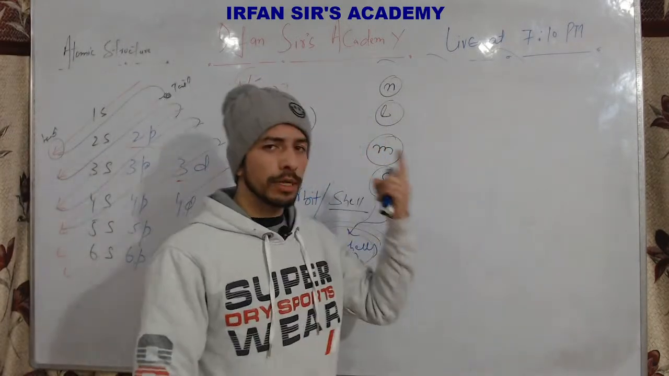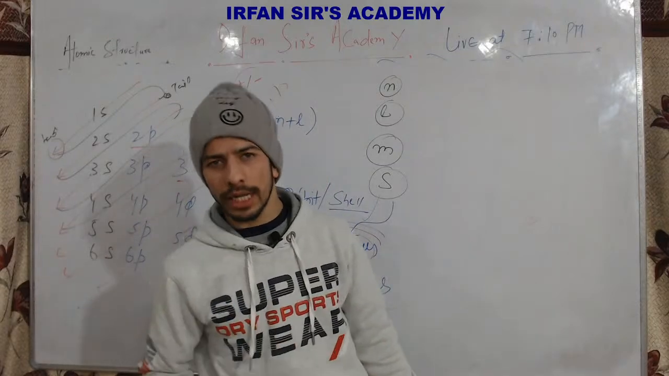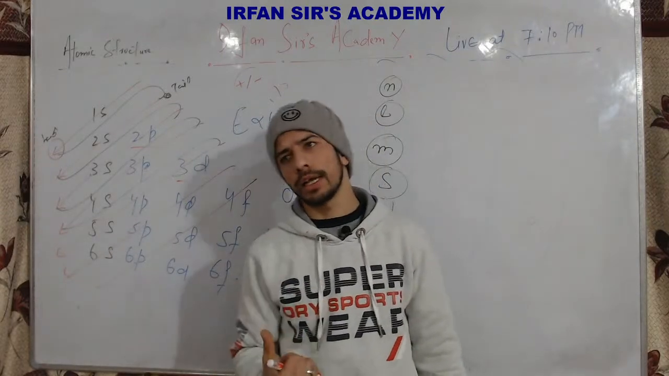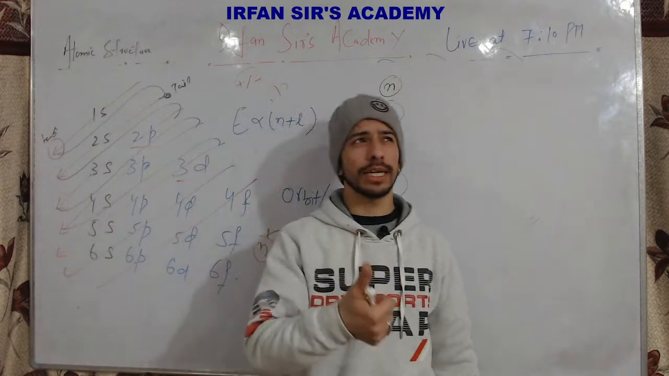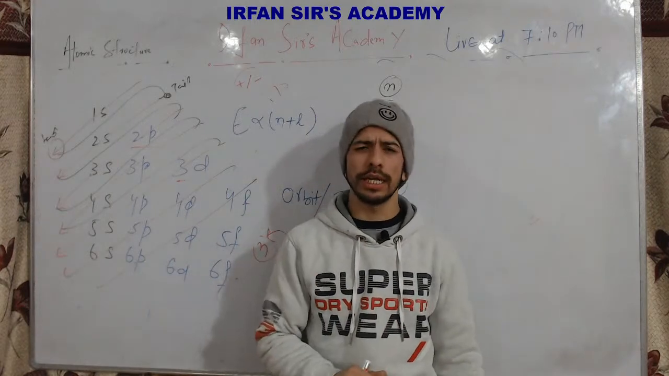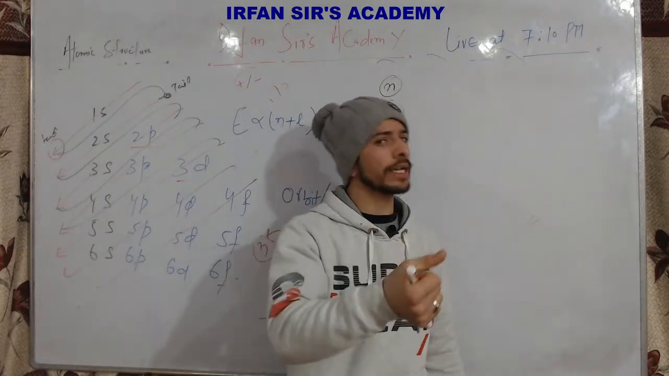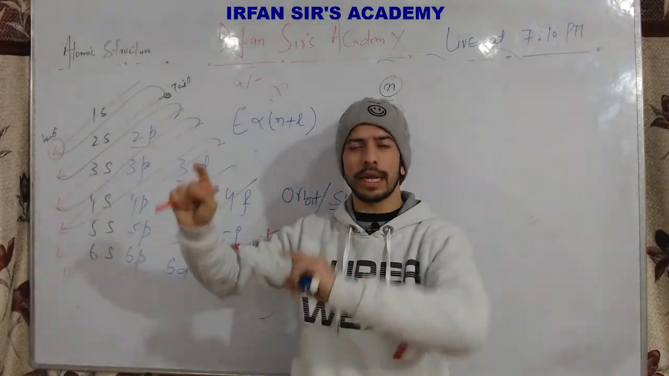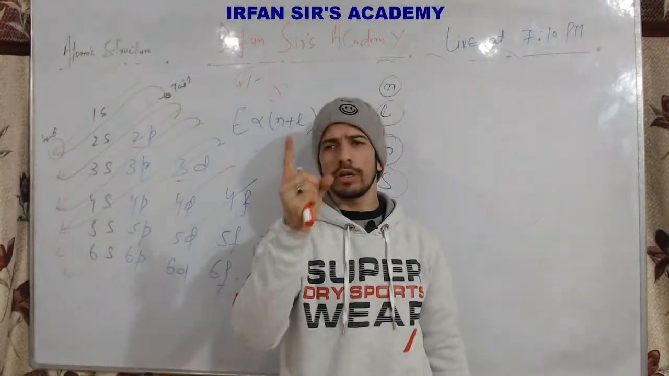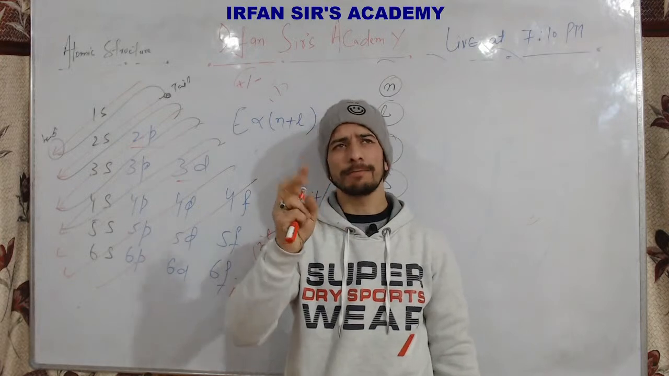m is the magnetic quantum number. It gives the magnetic moment also. It gives the magnetic orbital, and also the number of orientations. Important is the number of different orbitals. We say s has 1 orbital only, p has 3, d has 5.